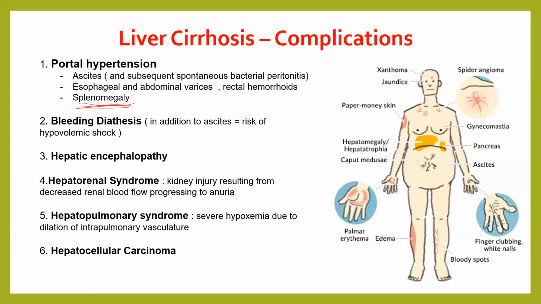Then we can have a bleeding diathesis. So that means more tendency to bleed because of the absence of coagulation factors. Now you can see that this image can form in your head that when people have portal hypertension and formation of ascites with bleeding diathesis, they're at very high risk of hypovolemic shock. We can also have presence of hepatic encephalopathy and development of hepatorenal syndrome and hepatopulmonary syndrome.